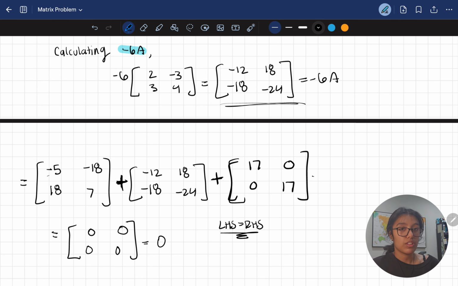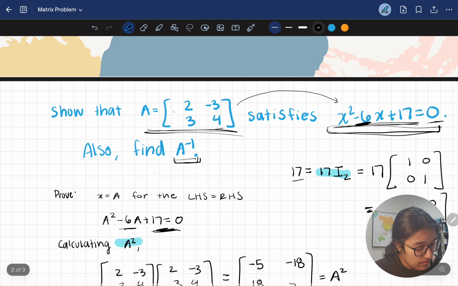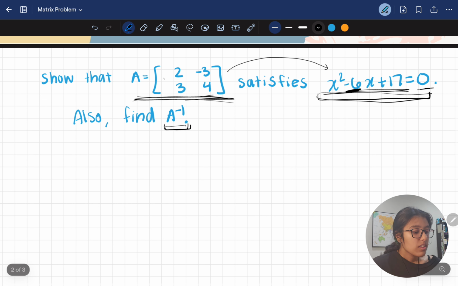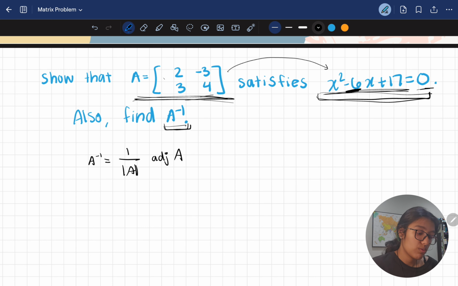But that wasn't the only part of the problem we were asked. We were asked to find the inverse of a matrix, and that was the inverse of this matrix right over here. So for those of you who don't know, the inverse of a matrix is just 1 over the determinant times the adjoint of a matrix. I'm not going to go too in depth into how to find determinants and adjoints, but I'm just going to explain how you can find the inverse.